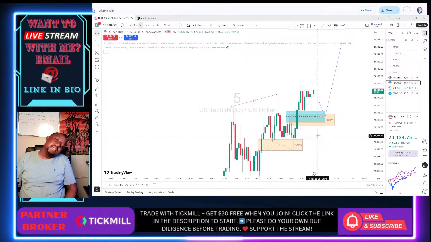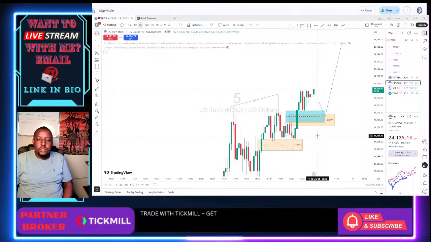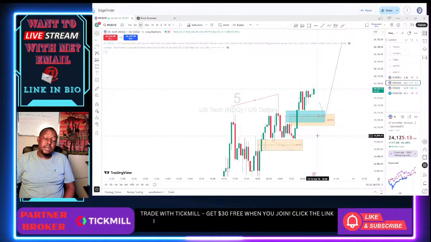15 minutes. Hence, I'm sitting on this 5 minutes waiting for that retracement lower to look for continuation. I might not get that trade that I'm looking for.